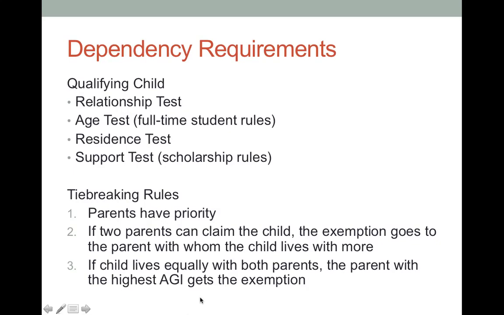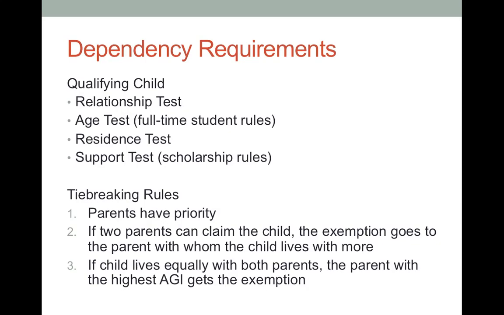You might give a quick review of the tie-breaking rules. So what happens if more than one taxpayer can claim someone as a dependent? So the tie-breaking rules, generally, parents have priority. So if you have kind of a multi-generational home, grandparents, parents, and kids all live in the same house, maybe the parents and the grandparents could claim that child as a dependent. The parent always has priority over anybody else.